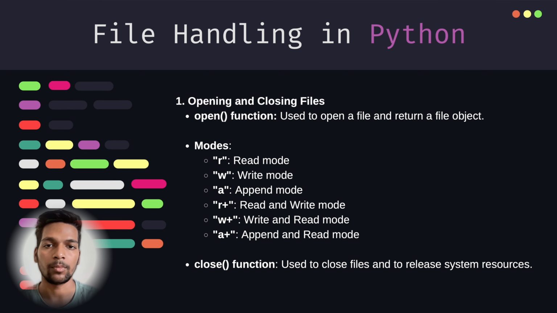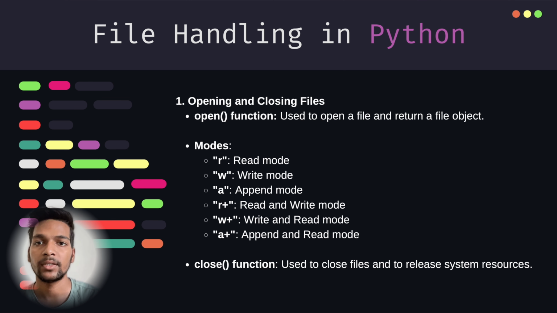To perform file operations, we need to open a file. For that, we use the open function. We can open a file in different modes, such as read mode, write mode, or append mode. We can use the read mode if we want to just read the contents of a file. If we want to make changes in a file, we can use the write mode. And if we want to append another file to the first file, we can use the append mode. We also have read and write mode, write and read mode, and append and read mode as well.